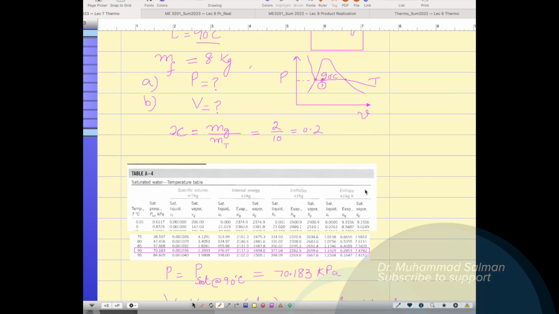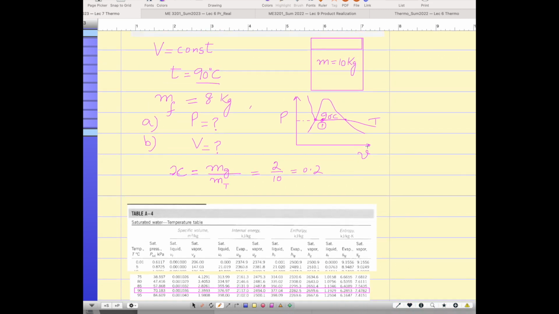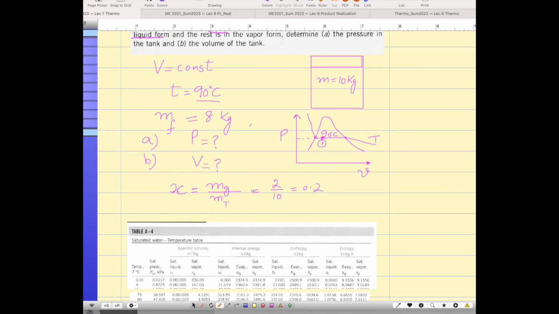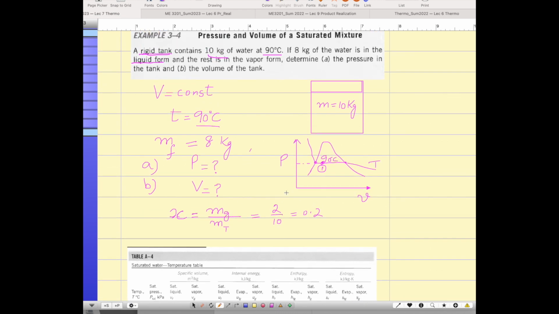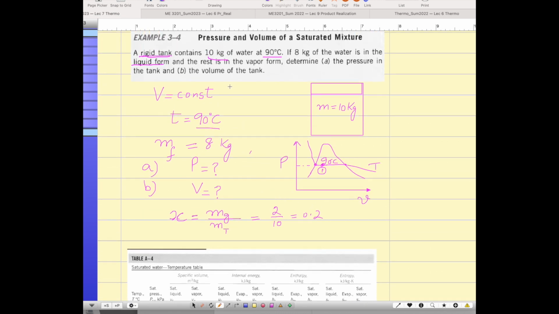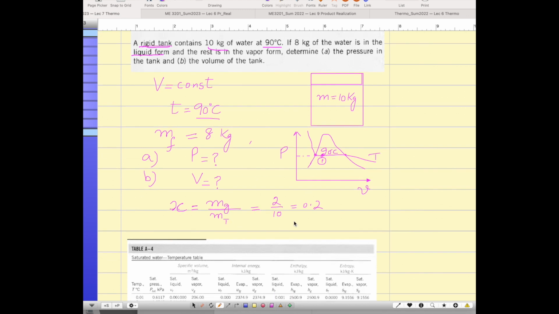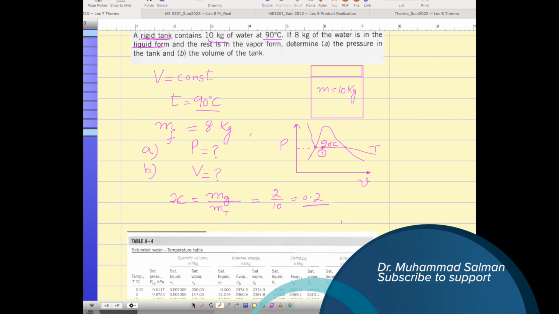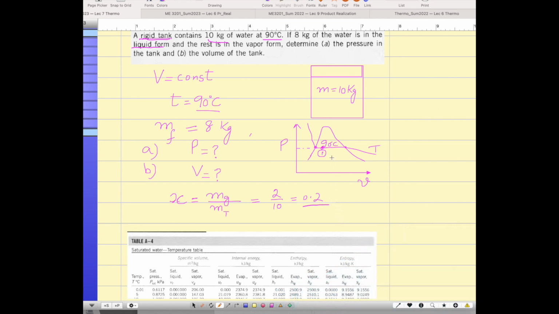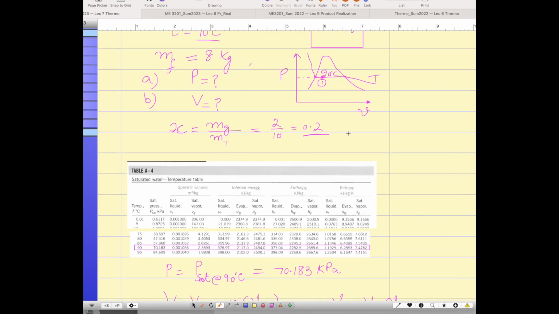So how would you determine the pressure? First of all, you will find out the quality of this water. The mass of the gaseous phase is 10 minus 8, which is 2 kilograms, divided by the total mass, which is 10, so it is 0.2. So 0.2 means 20% of the liquid has been vaporized. Now you will go to the charts. There is Table A-4 in your book.